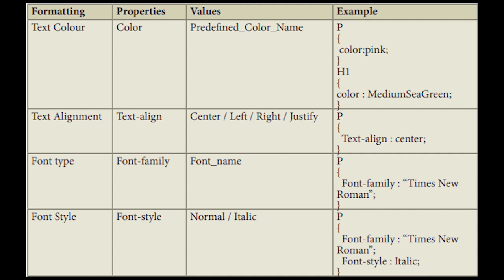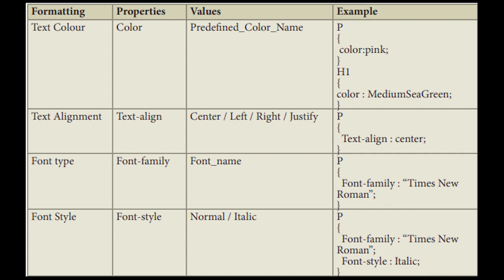For text alignment, text-align is the property and the value is center, left, right, justify. Font type: here the property is font-family and the value is font name. You have to give any one font name. You can give Times New Roman, you can give Arial or any one font name.